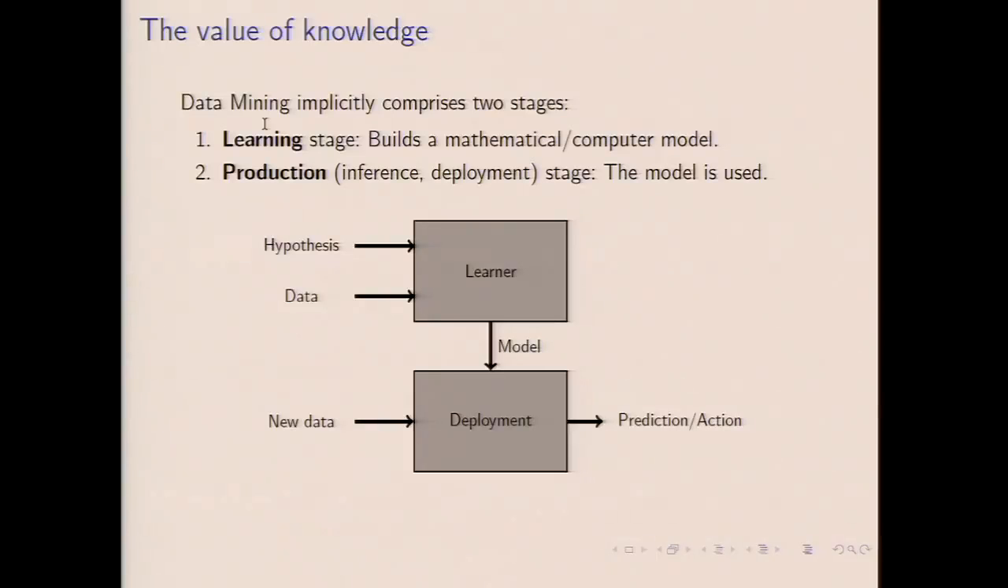So in data science, or in data mining specifically, you see in this diagram two boxes. The top box is the learner, and the bottom box is deployment, right? In every data science project that we are going to discuss, there's going to be a first stage of creating a model, as we said, and then we deploy this model. When we deploy this model, this is when we, so to speak, make money. That's where the value is going to be for us.